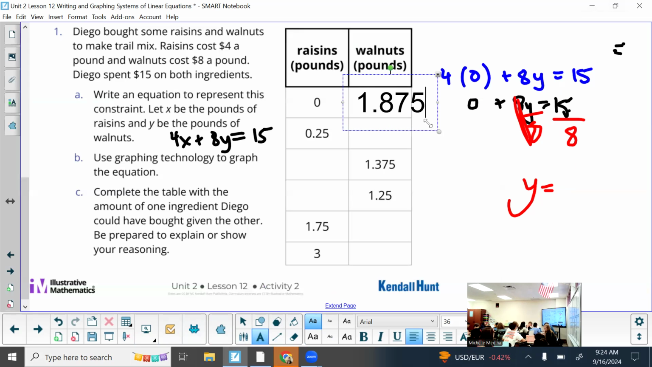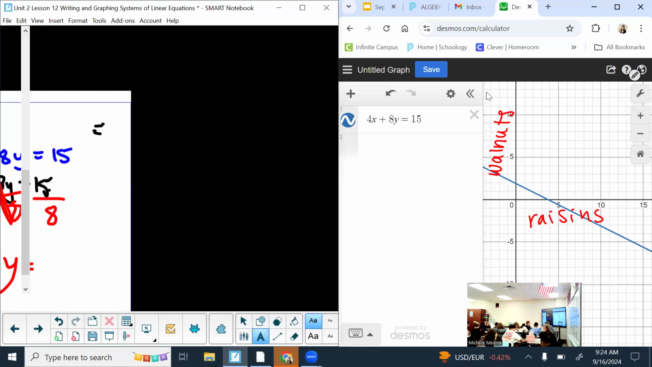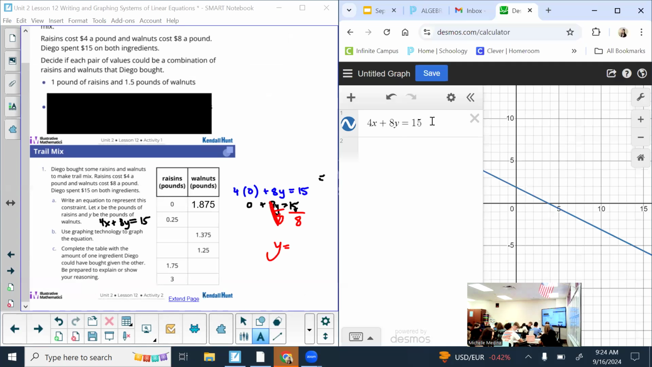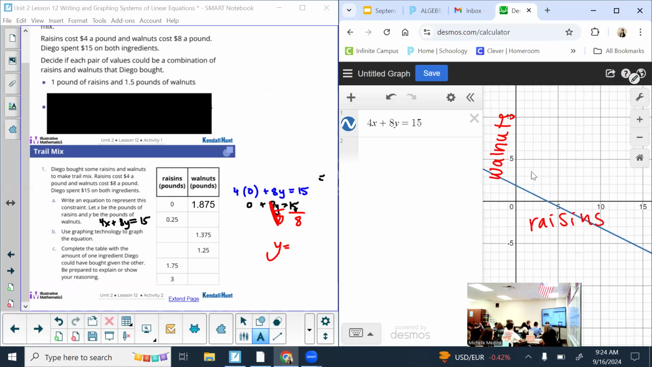But yes, questions on that? So maybe that makes it a bit easier. It should be 1.875 for that one. Notice what happens if I tried to find it on my graph. So look where there would be 0 raisins.